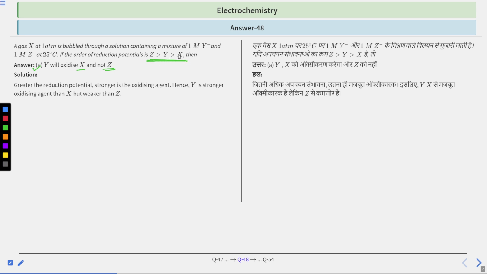That means Y will oxidize X and not Z, because Y is a stronger oxidizing agent than X, but weaker than Z. Y is a stronger oxidizing agent than X, but a weaker oxidizing agent than Z, and that's why Y cannot oxidize Z, but it can oxidize X according to the order given in the question. Thus, option A is the correct answer, that is, Y will oxidize X and not Z. Okay, let's move to the next question.